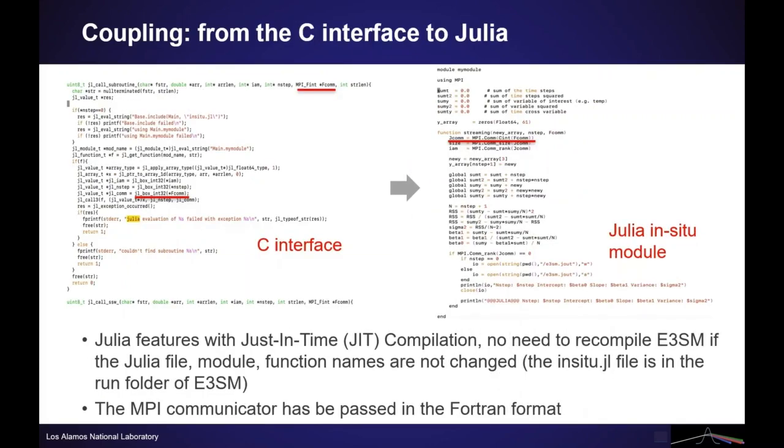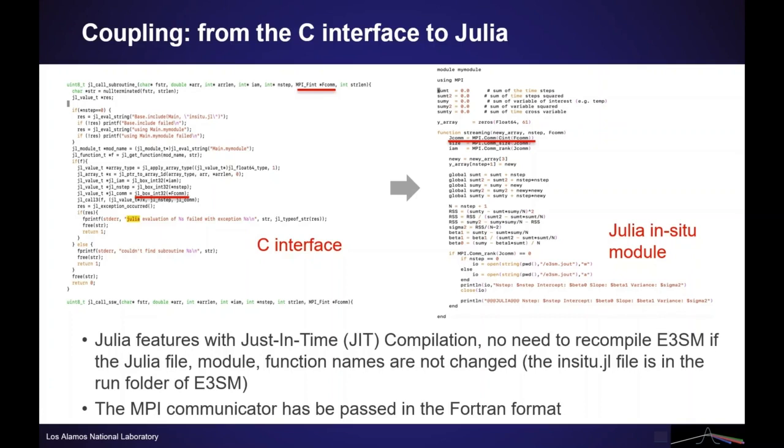And here we show you the coupling of the C interface and the Julia modules. Julia features just-in-time compilation. So you can see in the left box, we fix the Julia file, module, and function names in that C interface. Then we don't need to recompile the whole E3SM if we need to make changes in those Julia modules. The other thing is the MPI communicator.